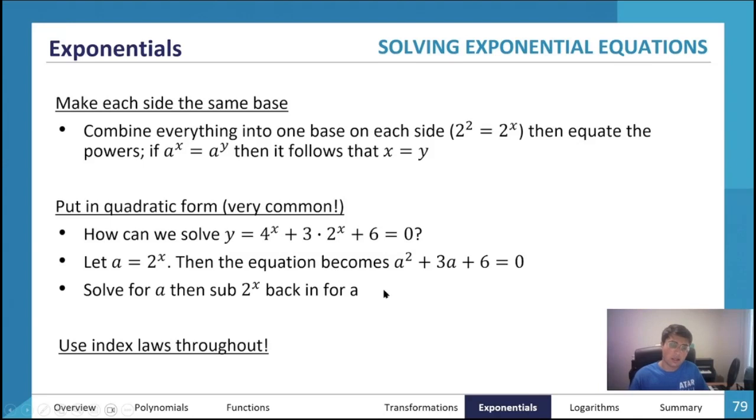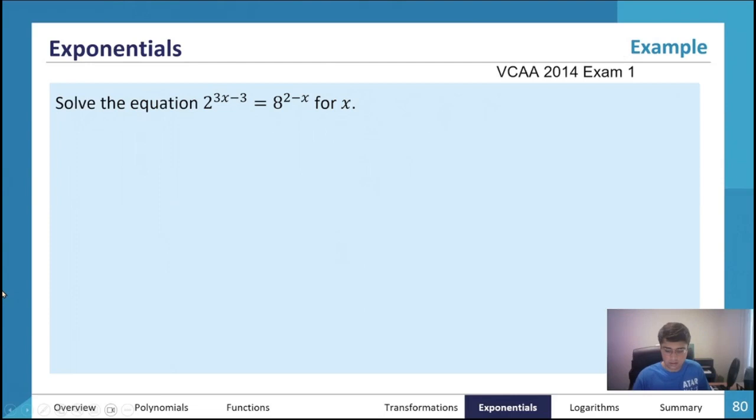And the last thing that you pretty much will always be doing is make sure you use your index laws. Whenever you're dealing with exponentials, always use your index laws. Of course, all of these tricks don't really make sense without putting them into some sort of context. So we're going to do a practice question here, so that we can try out some of those tricks.